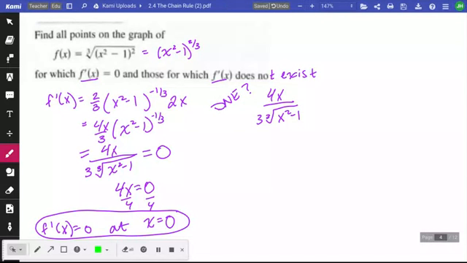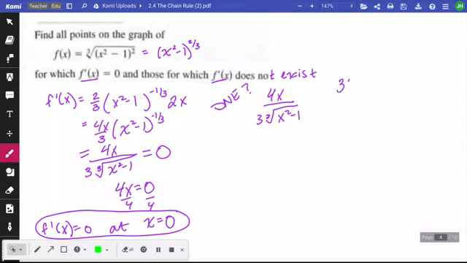So the derivative doesn't exist where the denominator is 0, because cube roots are great. A square root or an even root, I can't have negative values inside of it. But a cube root or a fifth root or a seventh root, any odd root, that's fair game. You can have negatives. But the bottom can't be 0.